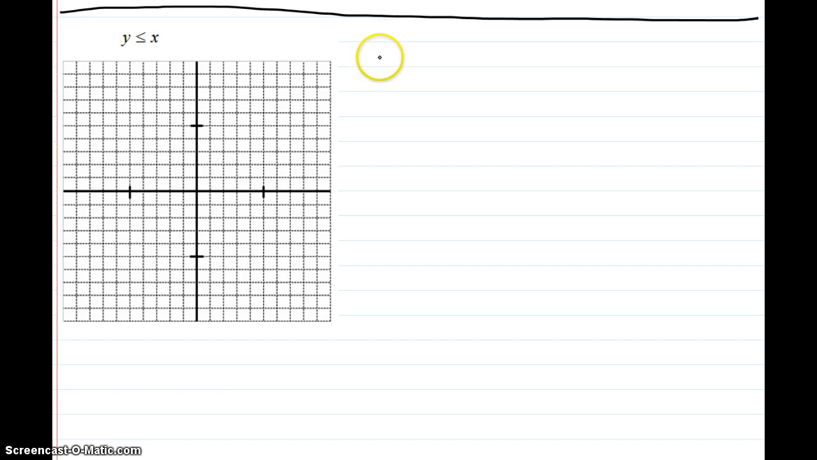So as we look at this equation, y is less than or equal to x. A couple things to remember. If there's no number in front of x, it's a 1. If there's no number after the x, it's a 0. So it means my y-intercept is 0, and my slope is 1 over 1. So my line looks like up 1 over 1, up 1 over 1, and down 1, left 1.